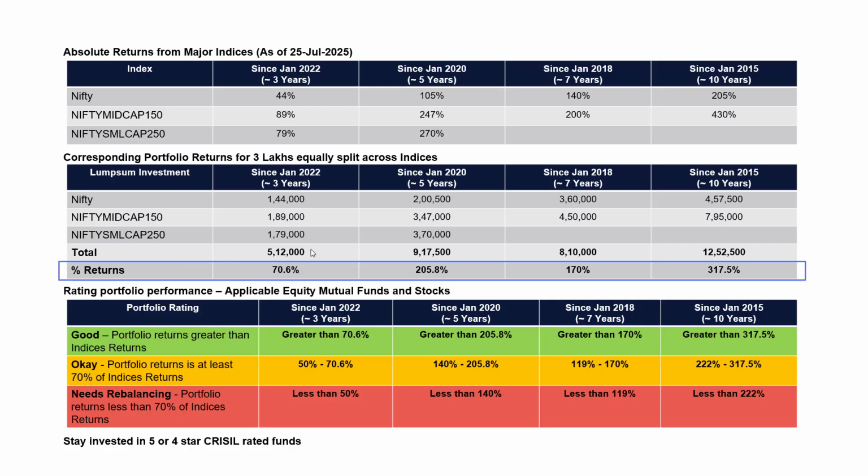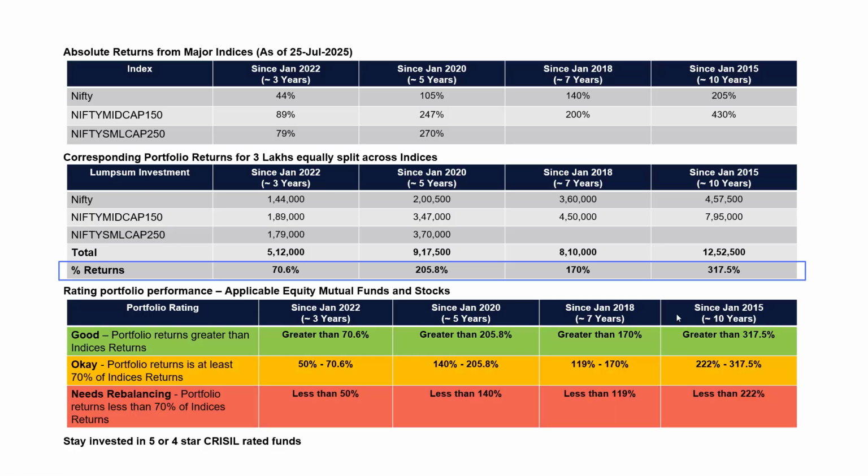So 3 lakhs would have become 5 lakh 12,000 in 3 years, and 3 lakhs would have become 9 lakh 17,000 by the end of 5 years. The corresponding percentage returns would be 70.6% in 3 years, 205% in 5 years, 170% in 7 years, and 317% in 10 years.